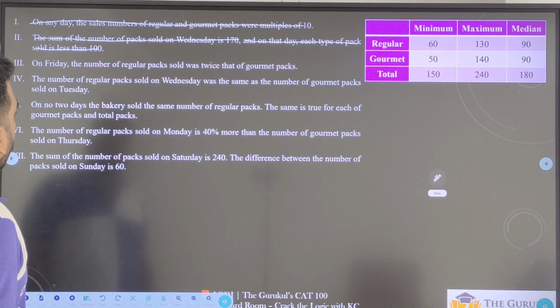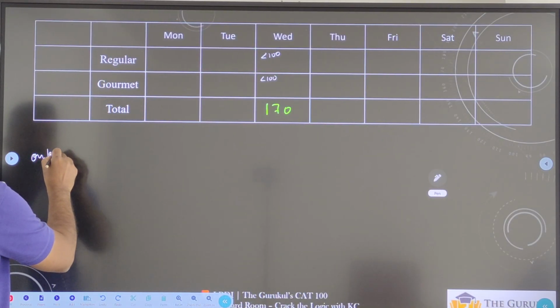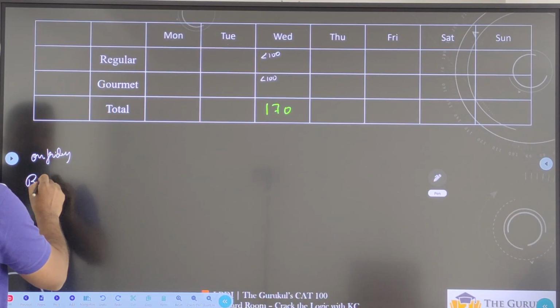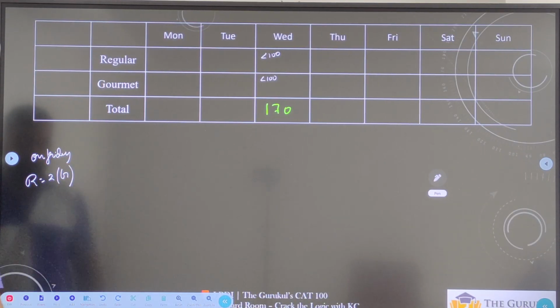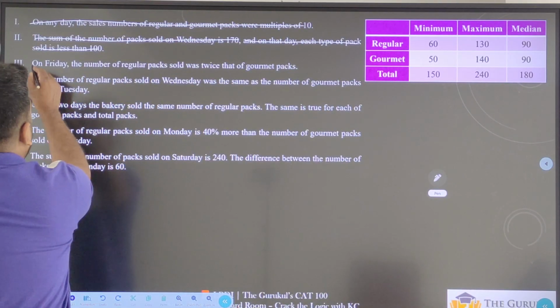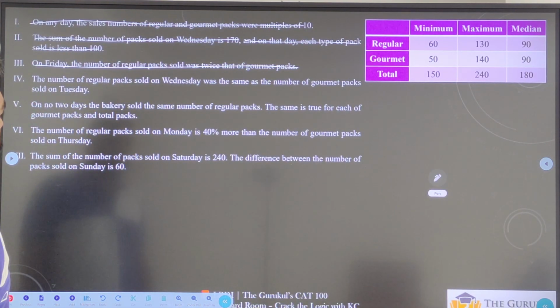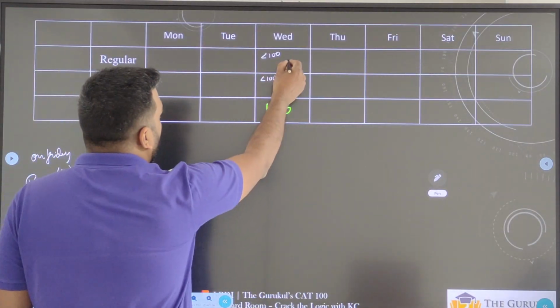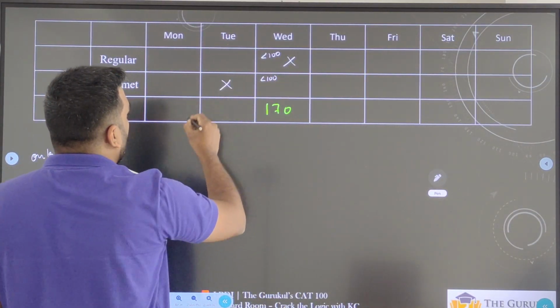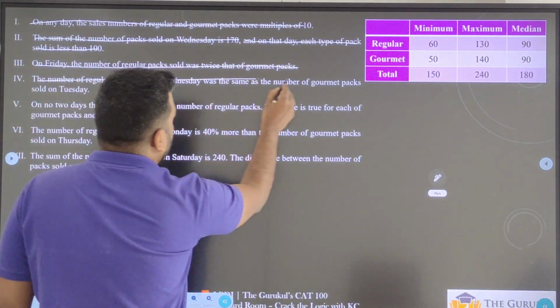On Friday, the number of regular packs sold was twice that of gourmet packs. On Friday, regular packs is equal to twice of gourmet packs. Okay. The number of regular packs sold on Wednesday is the same as the number of gourmet packs sold on Tuesday. Regular packs on Wednesday is the same as the gourmet packs on Tuesday. Very good. This statement is also done.